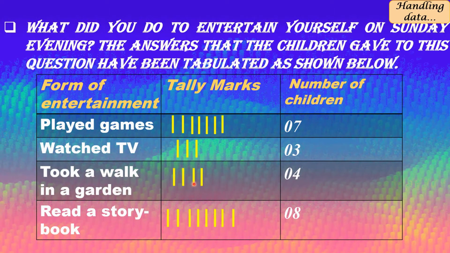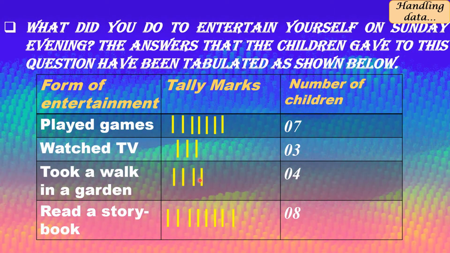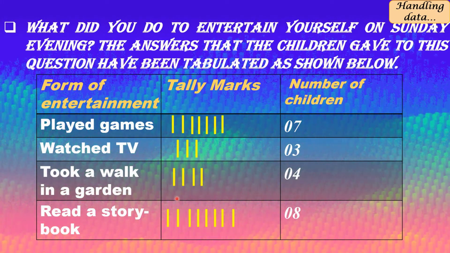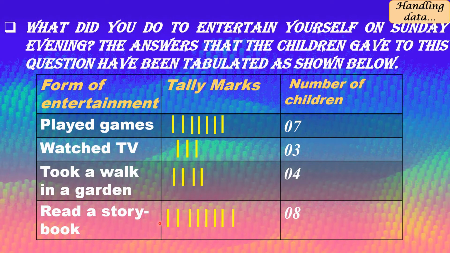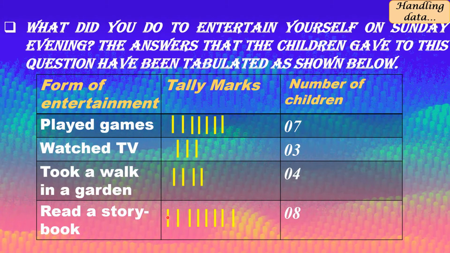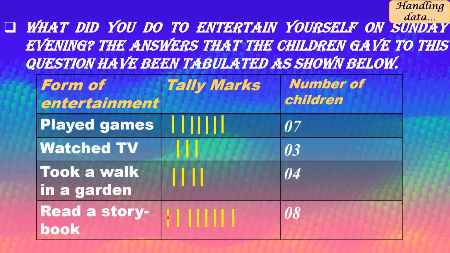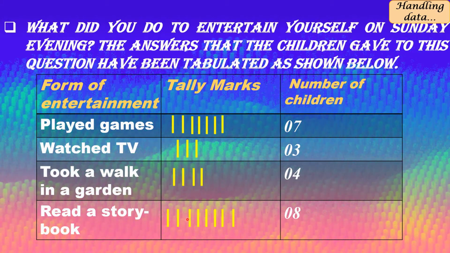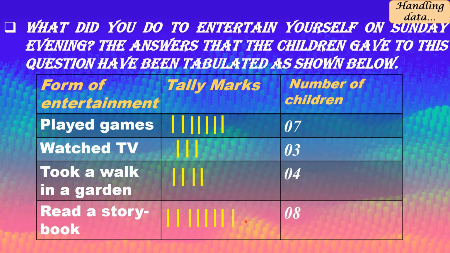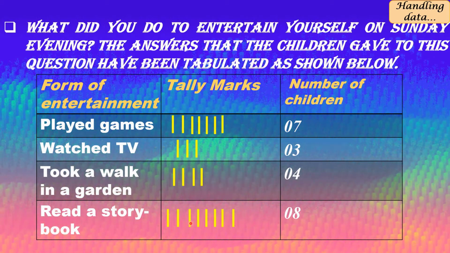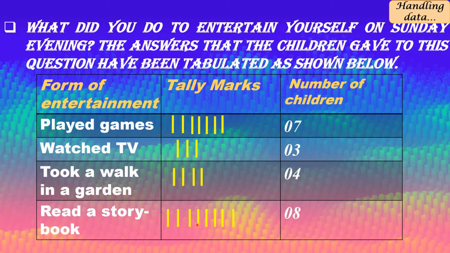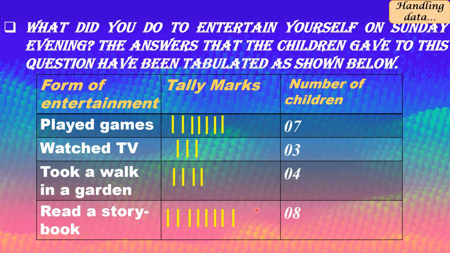And took a walk in the garden. 1, 2, 3, 4. So 4 students took a walk in a garden. Now what about the last one here? Read a storybook. Yes, so let us count how many students love to read the storybook on Sunday. 1, 2, 3, 4, 5, 6, 7, 8 children. Wow. So the highest number of students read a storybook on the Sunday evening.